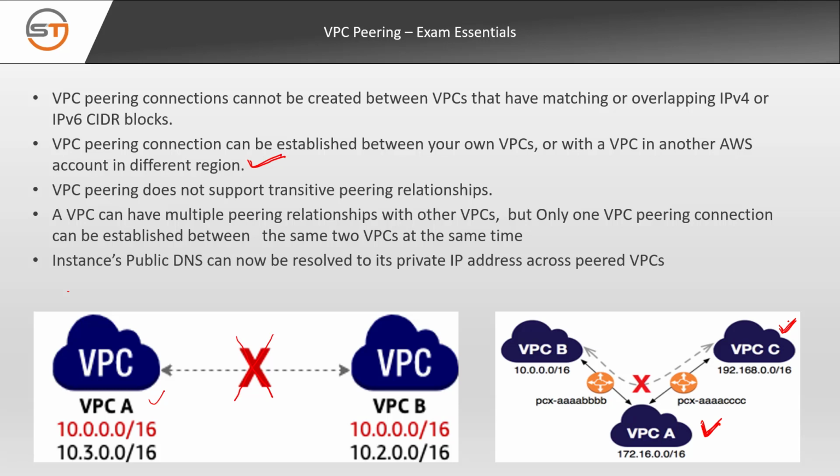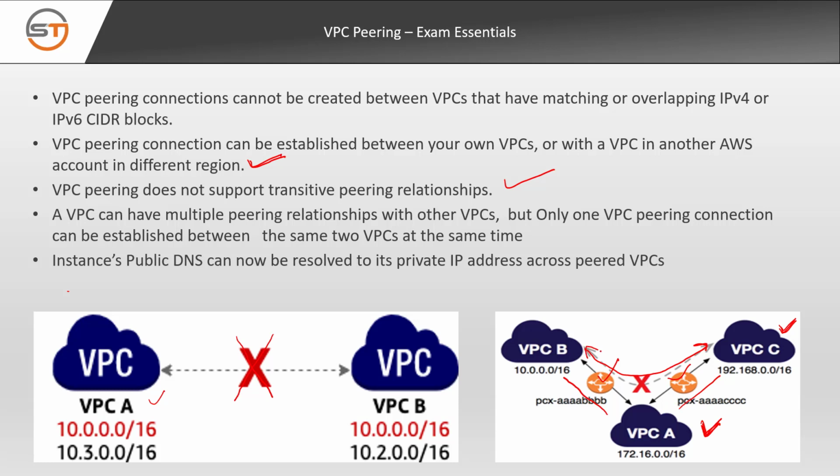Next, VPC peering connection does not support transitive relationship. What does it mean? Here you can see VPC-A is connected to VPC-C through a peering connection. Then VPC-A is again connected to VPC-B through a peering connection. So VPC-B can communicate with VPC-A through the peering connection, and VPC-A can communicate with VPC-C through the other peering connection. So is it possible that B can communicate with C through these peering connections from A?